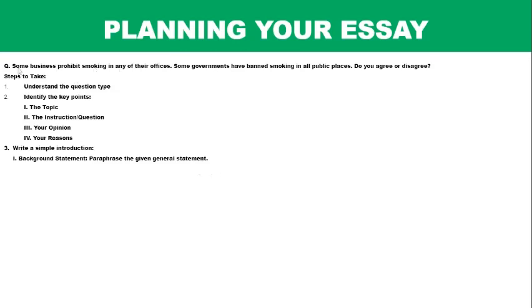Now, in this sample question, you have 2 general statements. The first one, some business prohibit smoking in any of their offices. That's a general statement. The second general statement, some governments have banned smoking in all public places. You see, they are related and they are general statements. So what you have to do here is to paraphrase these given general statements. All right? And this will form your background statement, which should be the first part of your introduction.